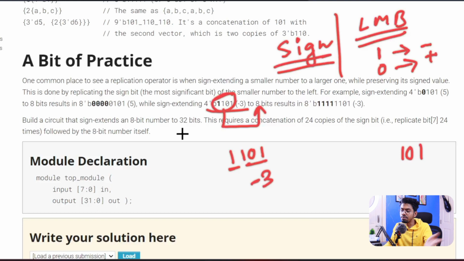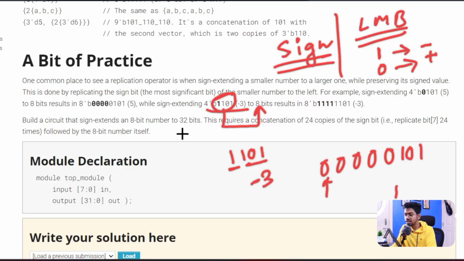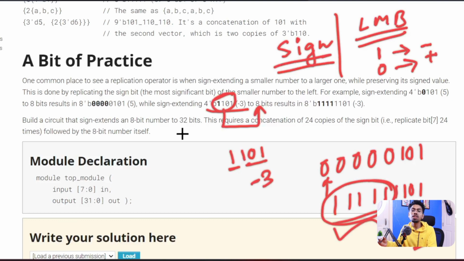And if it is an unsigned number, then the rest we will fill up with 0, right? Or if it is a positive number, we'll fill it up with 0, because a leftmost 0 implies it's a positive number. But as it is a negative number, the leftmost remaining bits we will fill up with 1. So any number of 1s which will make the total equal to 8 bits. That time we will use this shortcut: replicate it how many times you need.